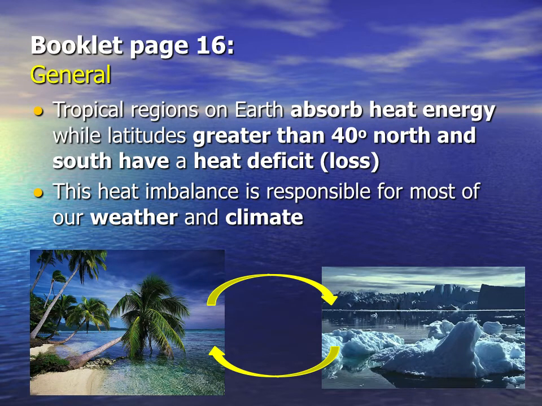Okay, for starters, we're on page 16. We just got to know that tropical regions on Earth absorb heat, while latitudes greater than 40 degrees north and south have a heat deficit or loss. So towards the equator, the Earth is absorbing more heat than it's shooting back out into space, and the opposite's true closer to the poles. Okay, so this heat imbalance is responsible for most of our weather and climate.